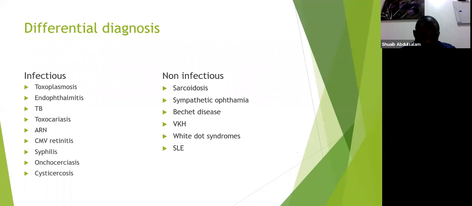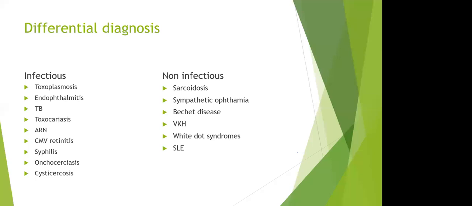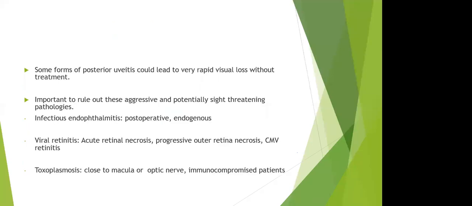So the differential, right? I just listed a few of them, but there are so many: your toxoplasmosis, endophthalmitis, TB, toxocariasis, acute retinal necrosis, CMV, your non-infectious sarcoidosis, sympathetic ophthalmia, Behçet's, VKH, and your white dot syndrome, and also we should not forget systemic lupus erythematosus.